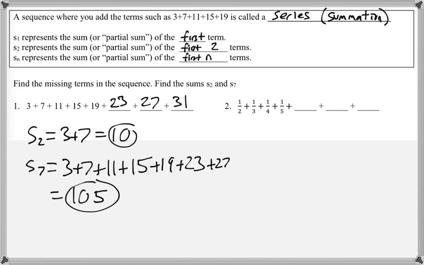So they could ask you other sums. They could ask you like S3, which would be the first 3. They could ask you S5, which would be the first 5 terms. But on these questions, they're just asking for S2 and S7.